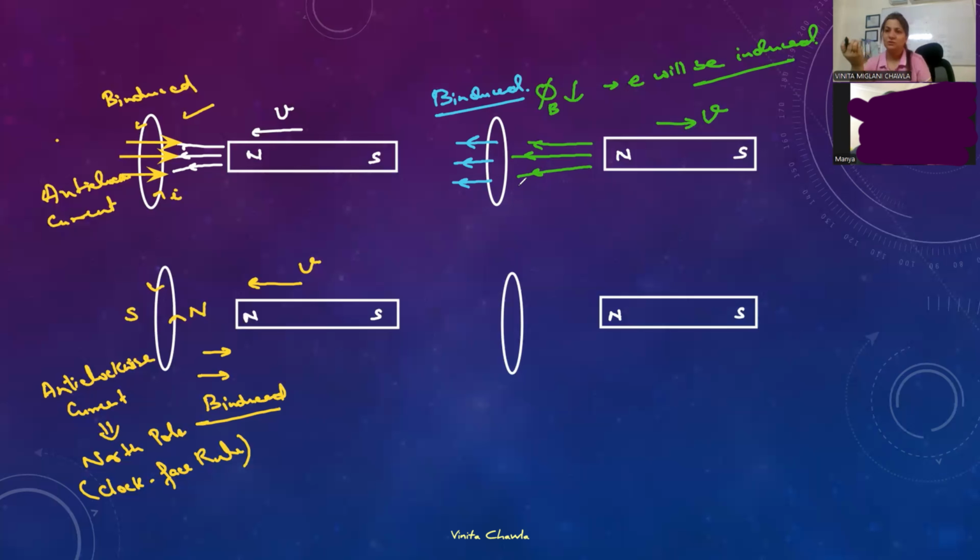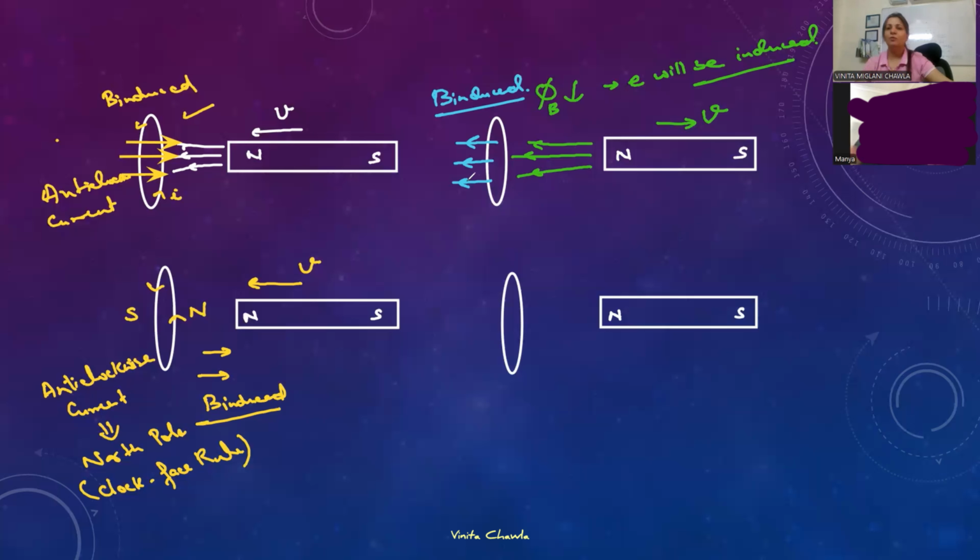Basically, we are resisting the change. Okay. Right? If it is increasing, then it will oppose it. And how will it oppose? By inducing the magnetic field against it. And if it is decreasing, then it is going to support it by inducing the magnetic field in the same direction where the original magnetic field is. Right?